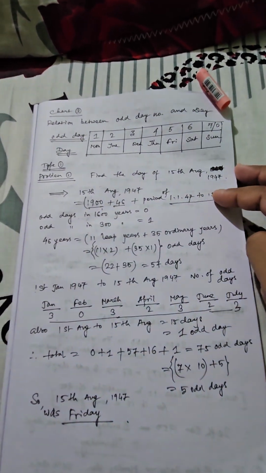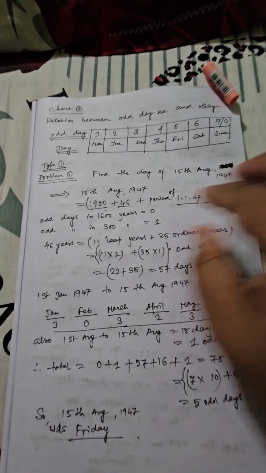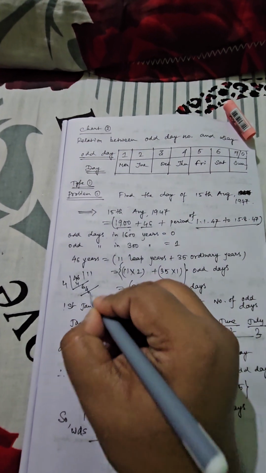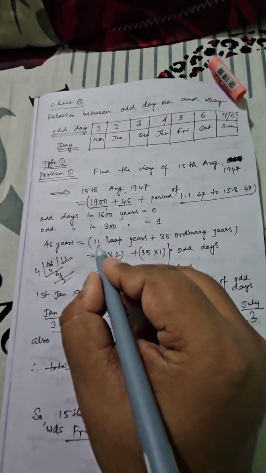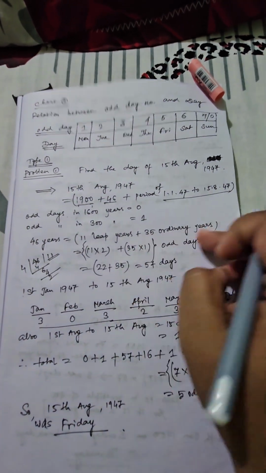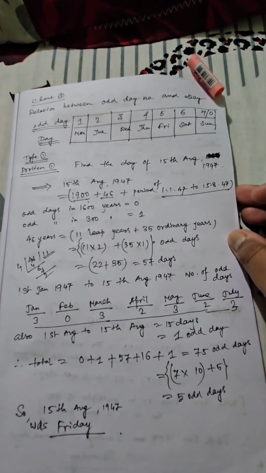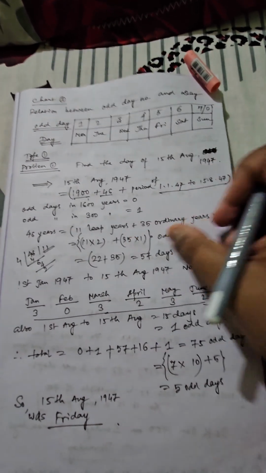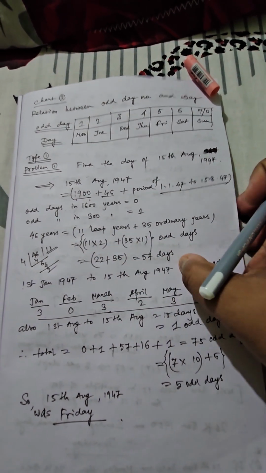Now in 46 years, first divide by 4 and identify how many leap years there will be. 46 divided by 4, you will get 11. So technically 11 leap years will be there. That's why in 46 years we can say 11 leap years are there, plus the remaining 46 minus 11, that is 35 ordinary years. Now in each leap year we know 2 odd days are there, so 11 into 2. For each and every ordinary year only one odd day will be there, so 35 into 1. So the total number of odd days will be 11 into 2 plus 35 into 1, that means 57 days.